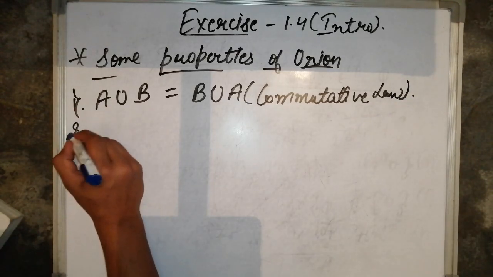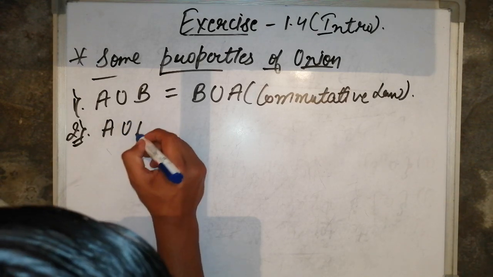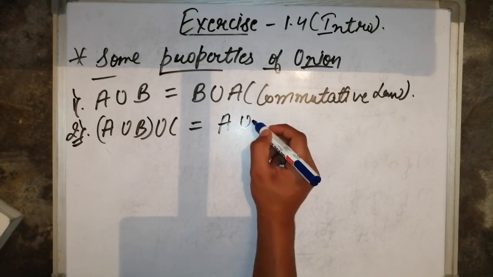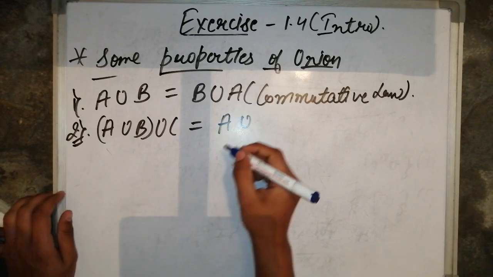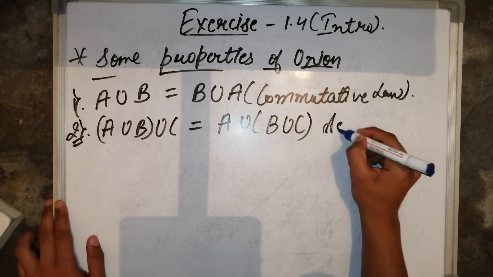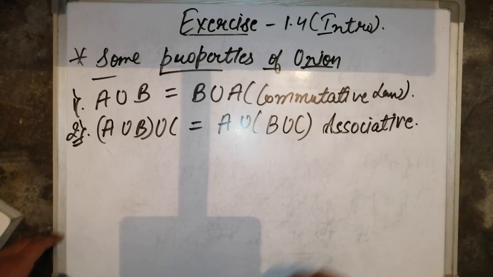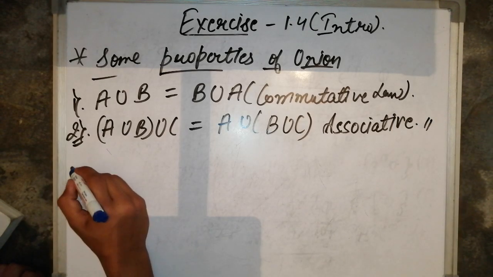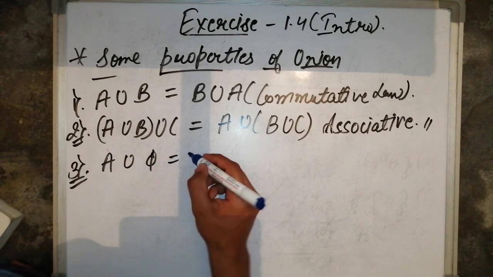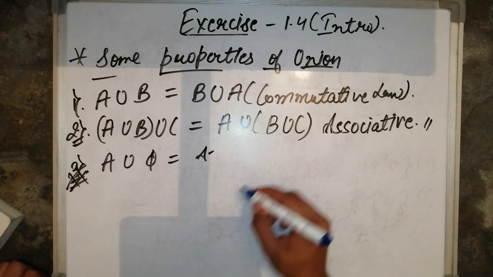And the second property is A union B union C is equal to A union B union C, with grouping moved. It is the associative law. The third law is A union phi gives A. This is a very important law. It is known as the law of identity.